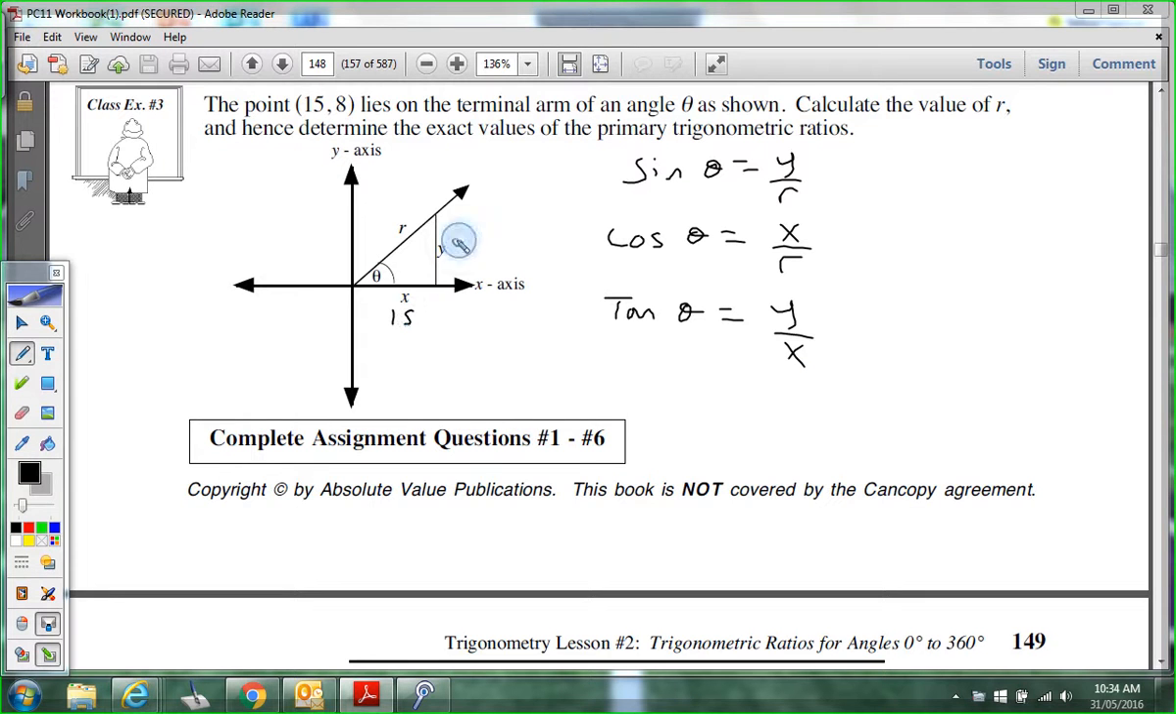So it's 15 and 8 here. So 15 squared plus 8 squared is r squared. This is what we're going to be doing pretty consistently, using our Pythagorean Theorem. 225 plus 64 equals r squared. 289 equals r squared. So r is 17.